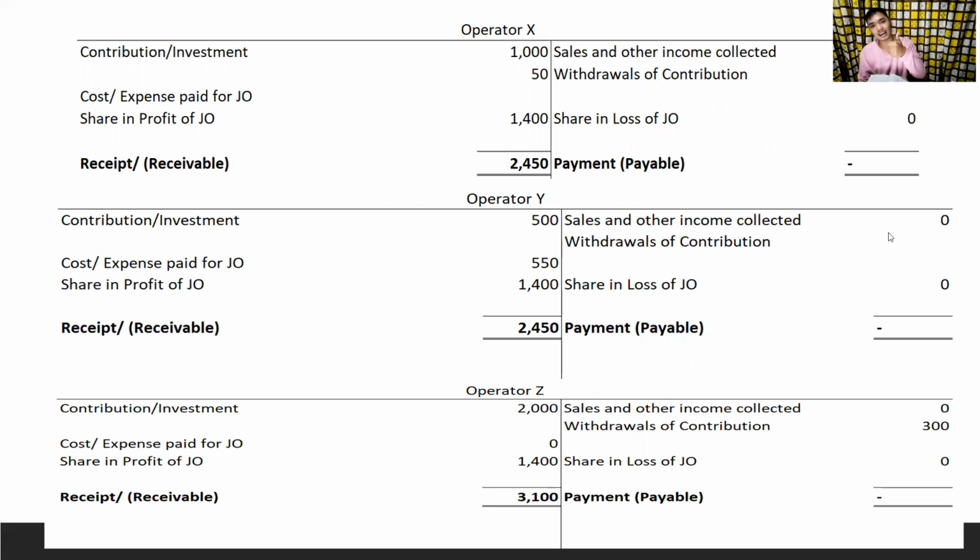So guys, this is the joint operation and joint venture. This is an example of the joint operation. I hope you refreshed your memory on the topics about joint operation. If you have questions, please chat me through Messenger.